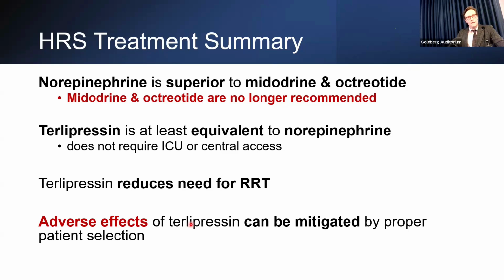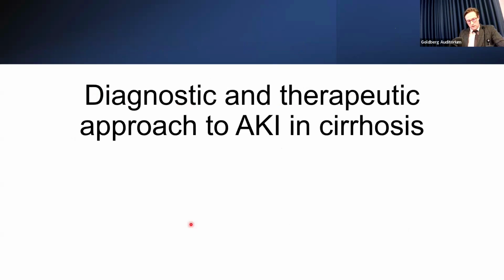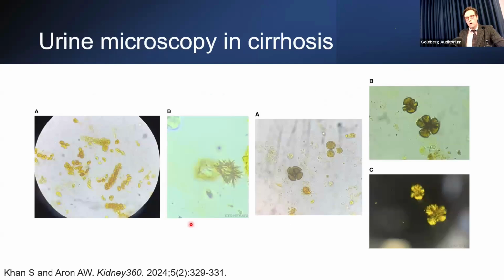And we can mitigate the adverse events with proper patient selection. So putting that all together, as we talked about, when you suspect HRS AKI, the use of an albumin challenge is helpful because it helps you distinguish between plain Jane, reversible, pre-renal AKI, or HRS, which by definition is not improved with giving a volume challenge.